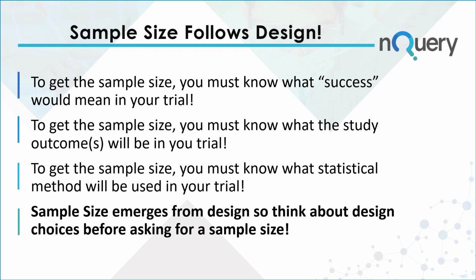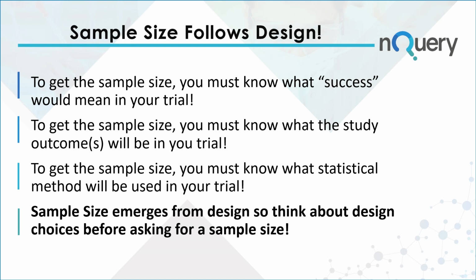Like, to get the sample size, you need to know what your study outcomes are going to be. Do you have a primary outcome? Do you have multiple primary outcomes? Are you going to power for secondary outcomes? You need to know this before you can do a sample size calculation, and you need to know what statistical method will be used in your trial, ideally to do a sample size calculation.